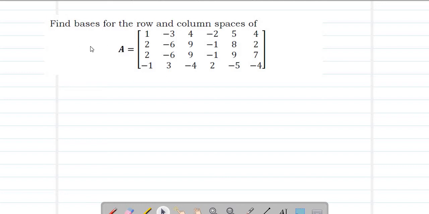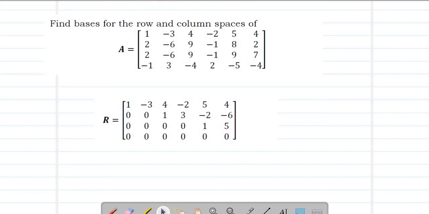Right. So now let us see what the reduced echelon form of A is. This is the reduced echelon form of A. Now you see what the non-zero rows are. The non-zero rows in R are the first row, the second row, and the third row. So you can write these first, second, third rows as the basis of the row space of A.